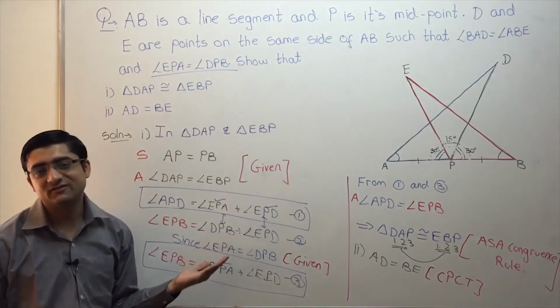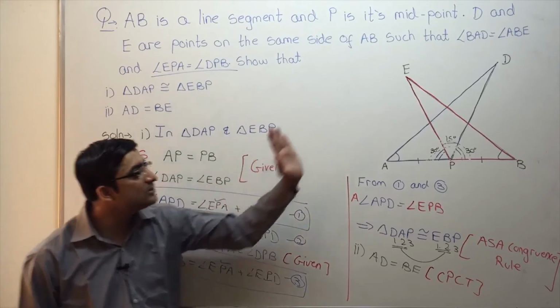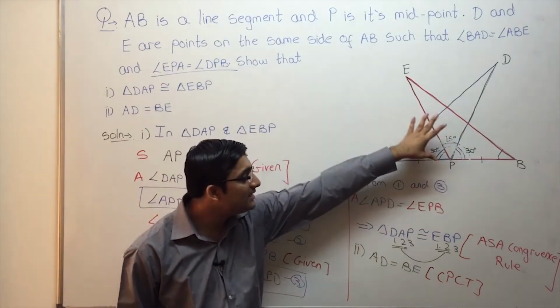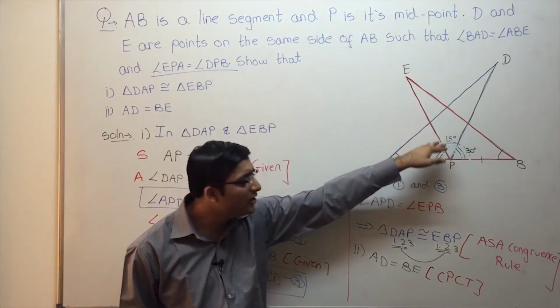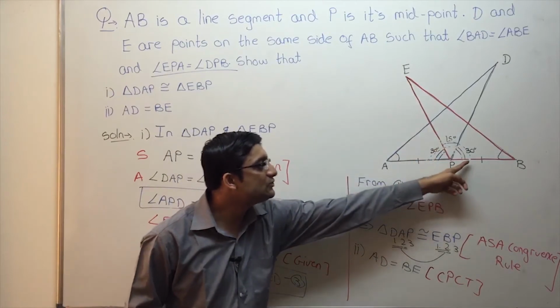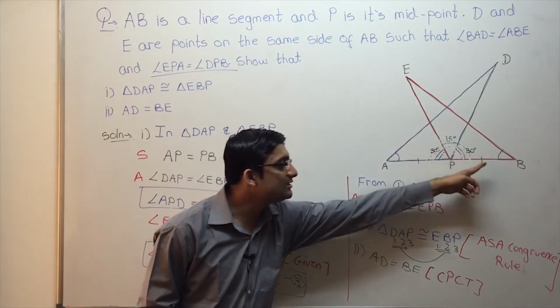So this is how you solve this question. Remember, the first step is always to mark what is given to you in your figure. Next, highlight the triangles you want to prove congruent, and use what is given to you. These two sides are given to be equal. These two angles are given to be equal.